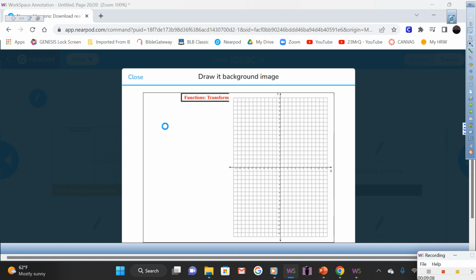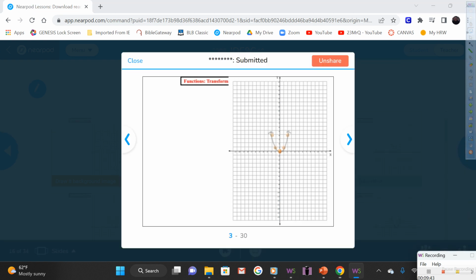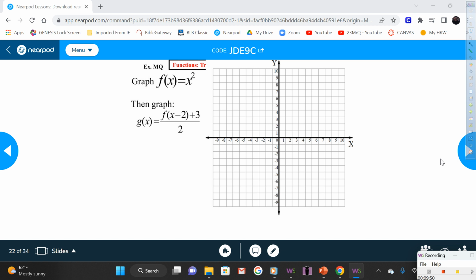And I want you to graph f of x equals x squared. 20 seconds. Go. All right. Let's move on. Example method Q once again. Graph f of x equals x squared. Once you write it down, make sure you graph it. You should know how to do that by yourself by now. Then it says, then graph g of x equals f of x minus 2 plus 3 over 2. So I'm going to go over that one with you, but you can graph the first part by yourself.